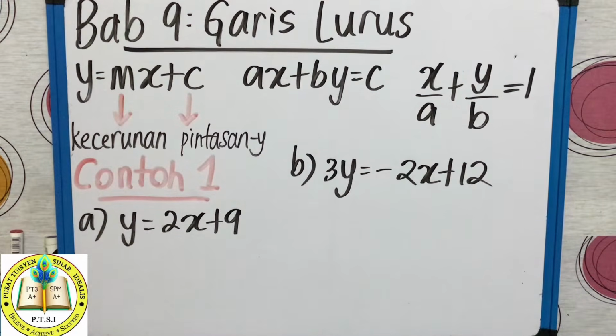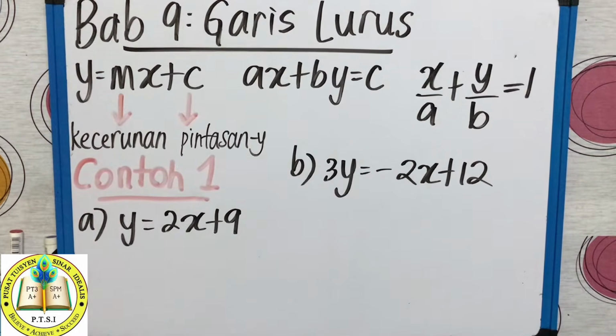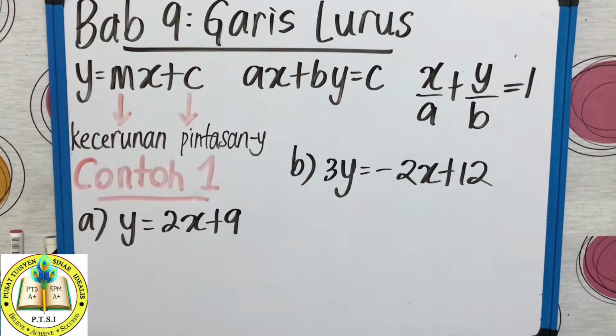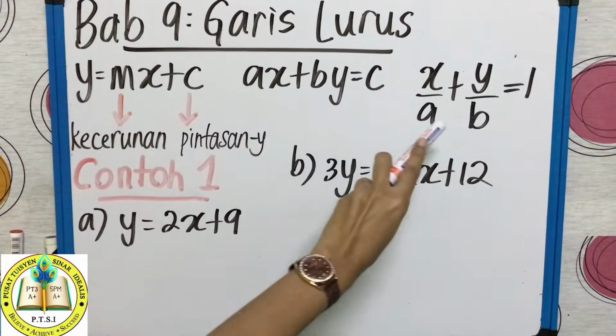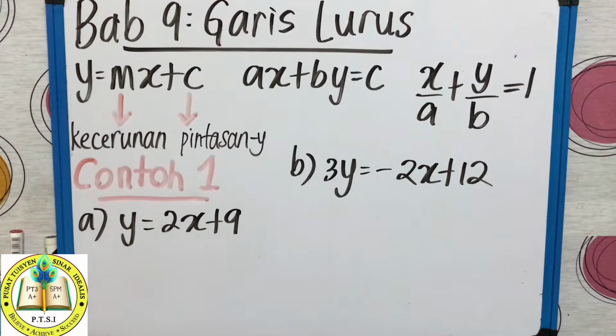Kelas tingkatan 3. Okey, yang ini adalah bab 9 garis lurus. This is your last chapter of Form 3 syllabus. Kelas yang ini adalah 3 persamaan untuk garis lurus. Because if you see this chapter title, chapter 9, garis lurus, straight line. So straight line, you have 3 important equations. Kamu ada 3 bentuk persamaan.